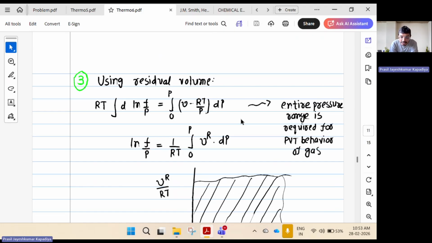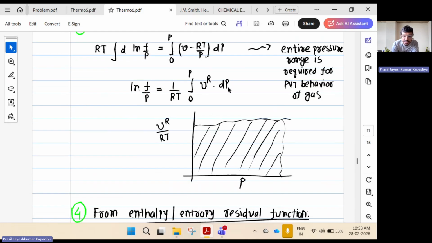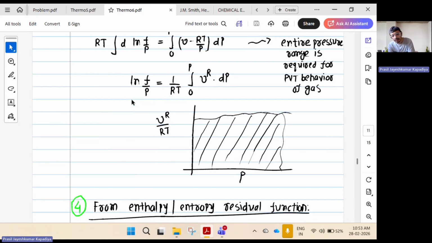Okay, but for this to integrate 0 to P, I need to know the entire pressure range required for the PVT behavior of gas. So when I plot this V residual versus P and I take the area under the curve, and divide it by RT, it will give me ln φ, that is ln F by P, or the fugacity coefficient. Okay, this was one approach.